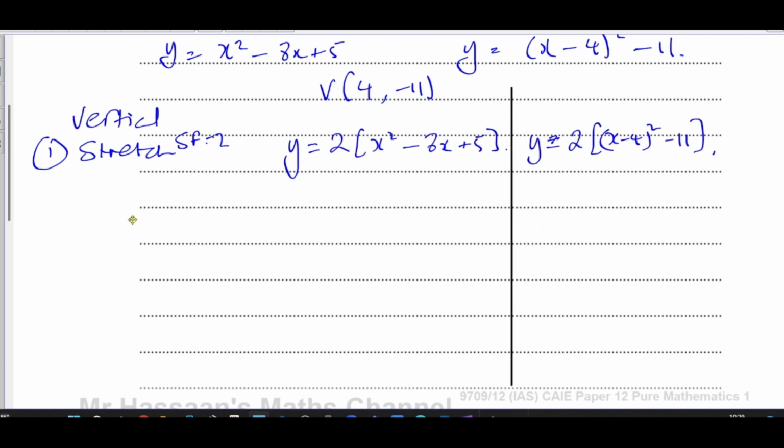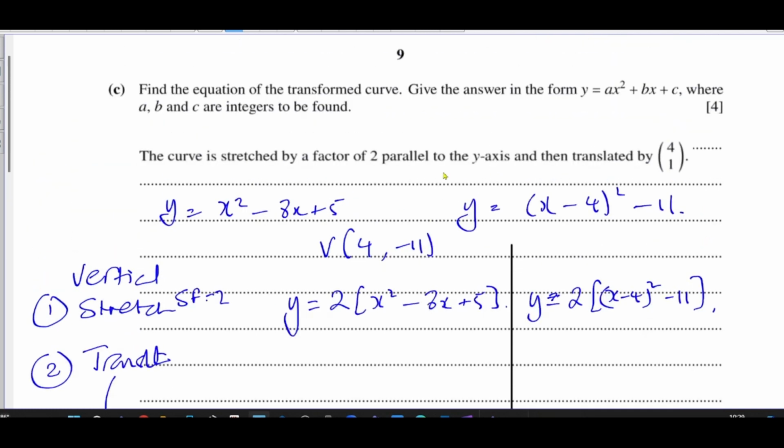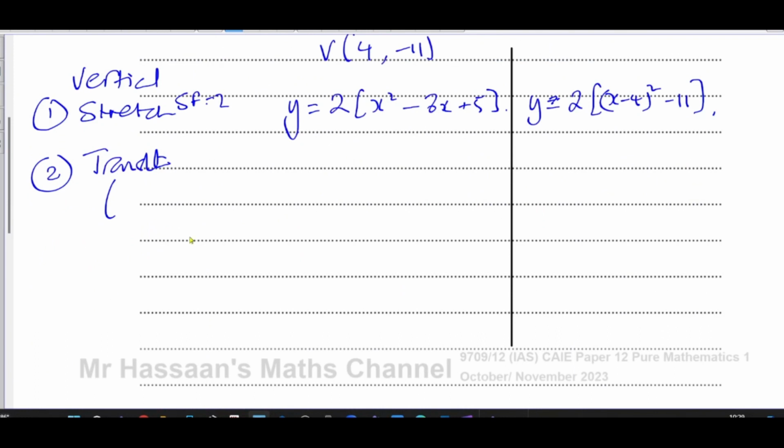All right. Now, the second step is the translation by the vector. It was (4, 1). Okay, (4, 1). So this means basically two things. First of all, the x coordinate is going to be moved 4 to the right, which means when you do that, that's like f of x. If you move to the right, you put minus 4. You replace the x with x minus 4. So anywhere I see x, I'm going to replace it with x minus 4. So it'll be 2 times ((x minus 4) squared minus 8 times (x minus 4) plus 5). And then I'm going to add 1 to the whole function.